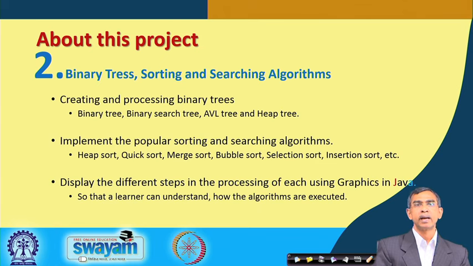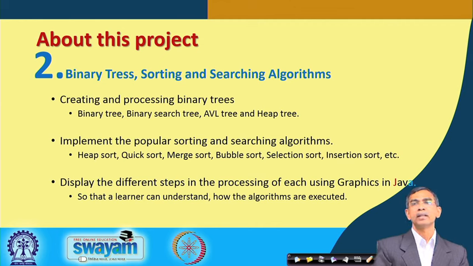So, here we have mentioned binary tree, binary search tree, AVL tree and heap tree. AVL tree is also called height balance tree. Any good book on data structures you can follow and get the information from there. Before taking up this project you should have good familiarity with all these concepts: trees, algorithms, sorting algorithms, searching. So far as sorting algorithms are concerned, I have mentioned a few popular ones which are easy to code: heap sort, quick sort, merge sort, bubble sort, selection sort, insertion sort, etc.